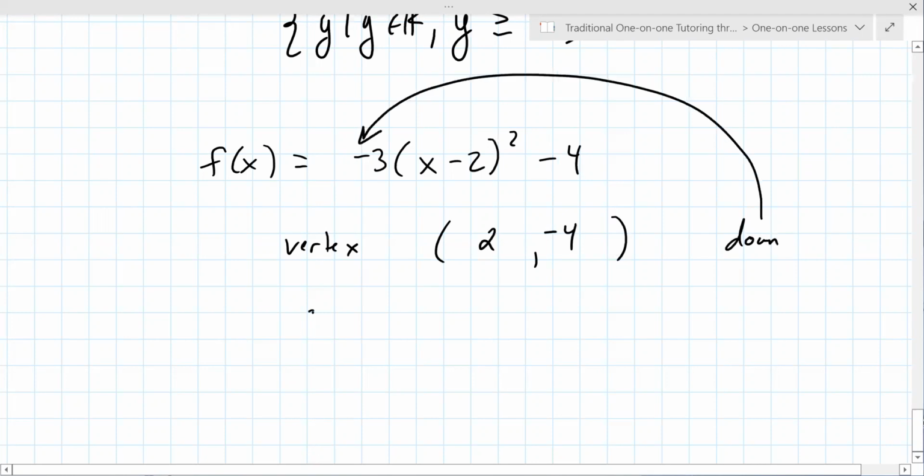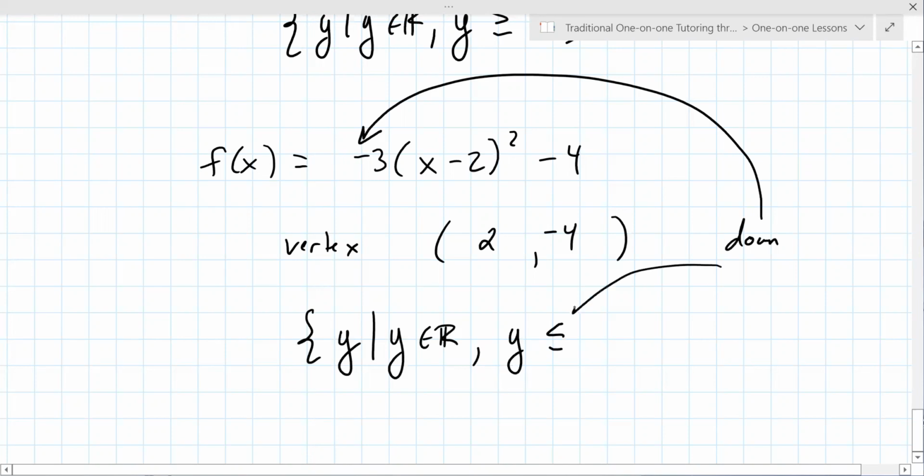That means your range is y such that y is an element of the real numbers. This time though, it's y less than or equal to because it opens down, and the y value of the vertex. And you can just give sort of a scribbly thing. Your instructor's not grading you on your penmanship.